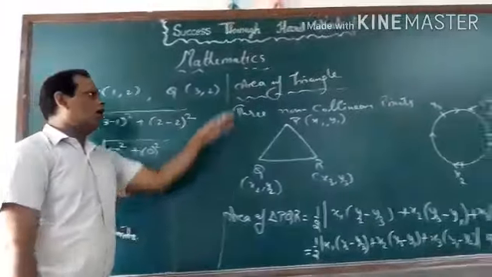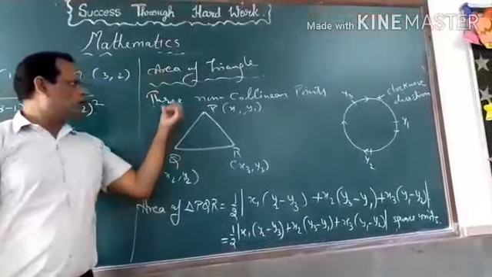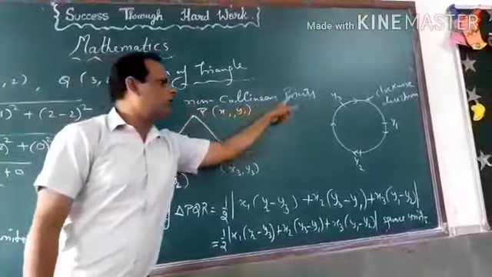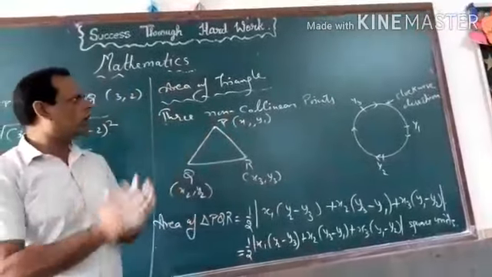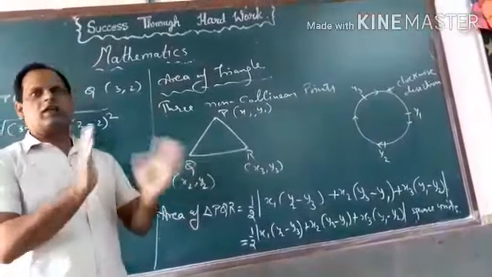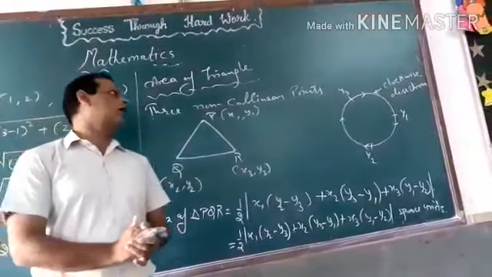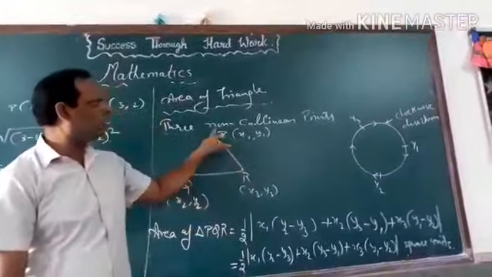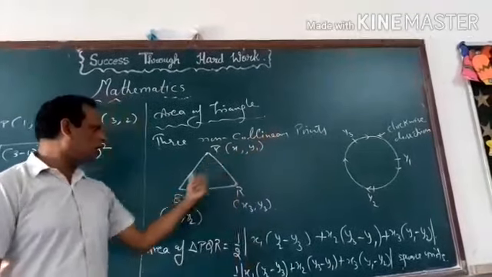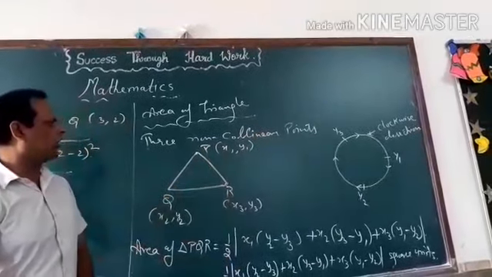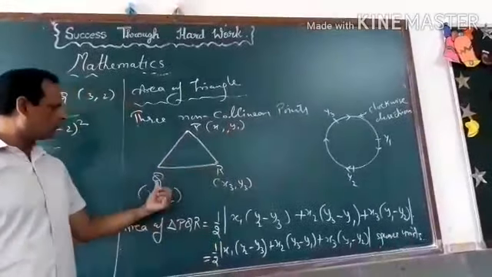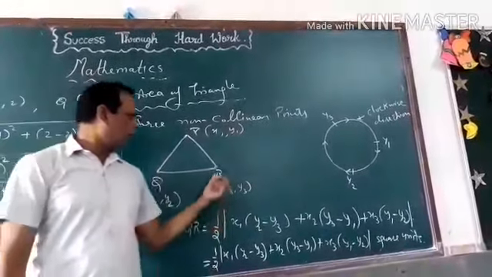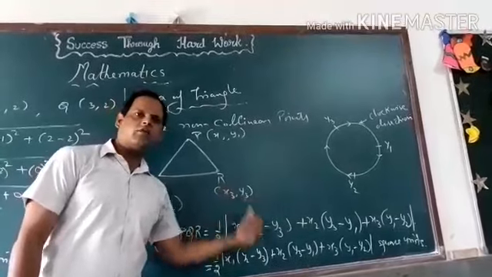Now next is the area of a triangle. We use here 3 non-collinear points. I use the word non-collinear here, friends. I discussed the difference between non-collinear and collinear points. First you see here non-collinear points P, Q, R. Coordinate of P is (x1, y1), coordinate of Q is (x2, y2), and coordinate of R is (x3, y3).